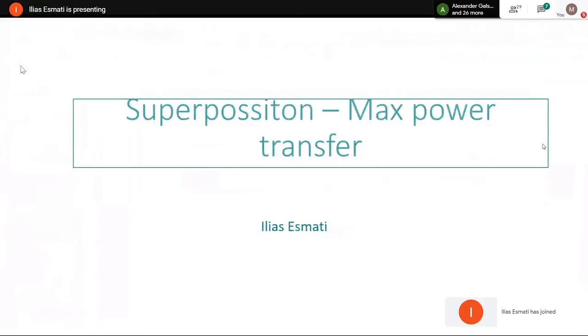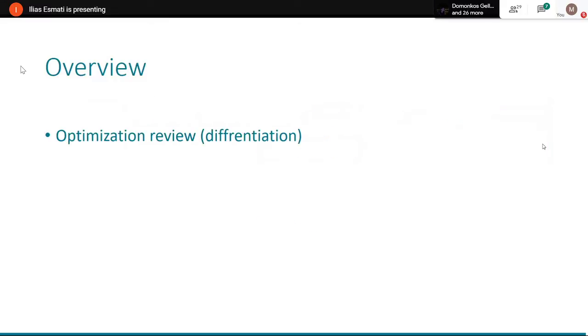So you guys can see my PowerPoint. It says superposition and maximum power transfer. Yes, we can see. That's great. So what does this superposition mean, and what does max power transfer mean? Just a bit of overview. I hope you remember the differentiation from your math. If not, I would say please refresh on that one.